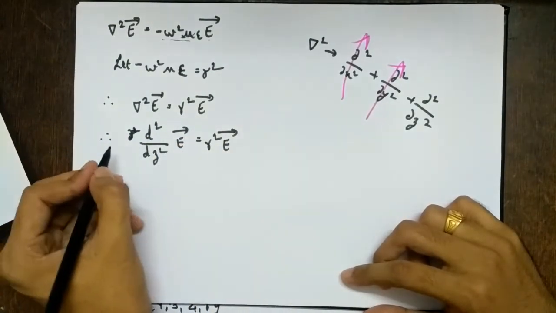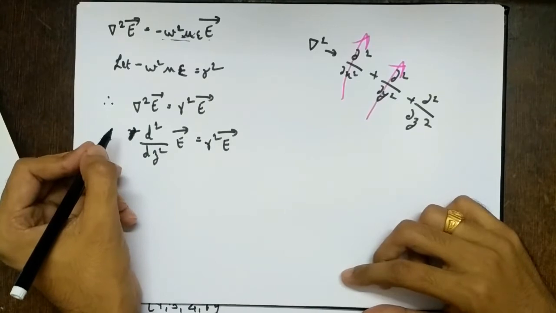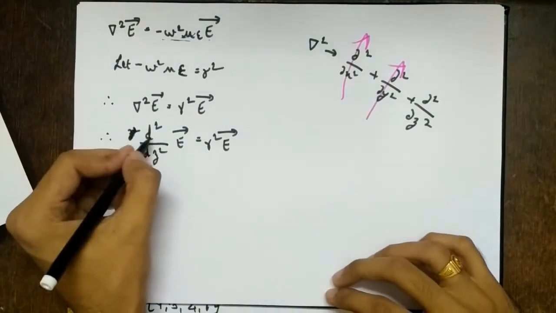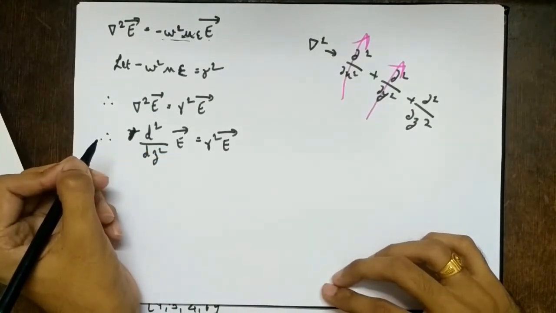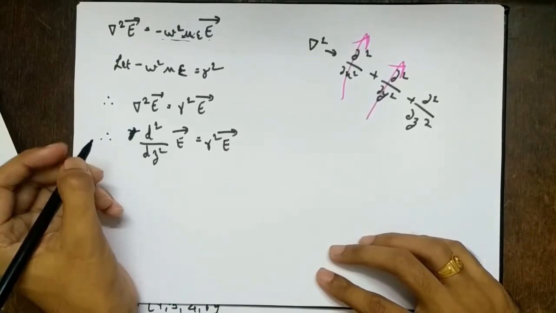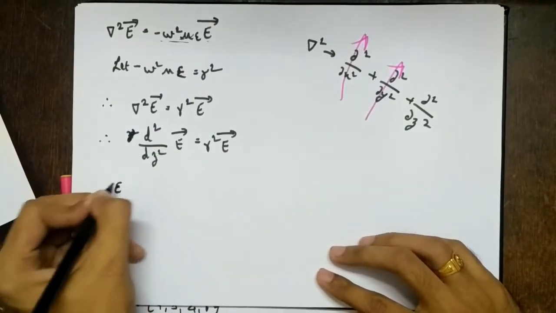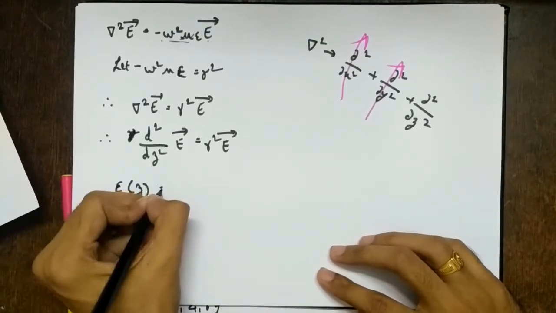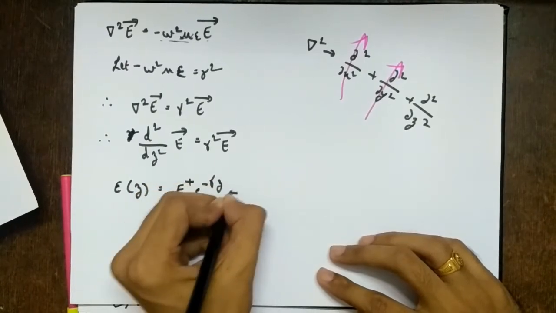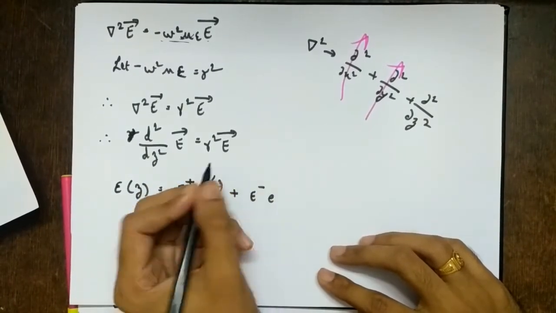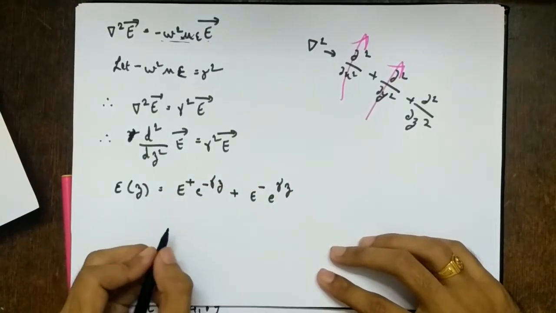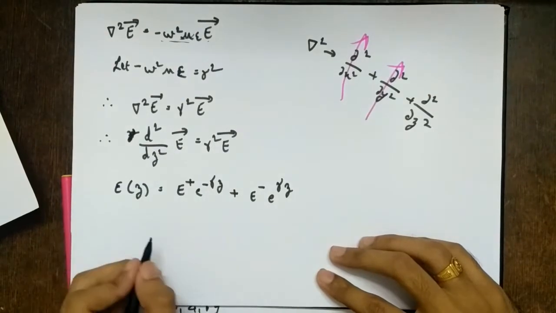Now which sort of equation is this? You have seen this in mathematics, I don't remember which year, most probably in second year. This is a differential equation of order 2. So what is the solution of a differential equation of order 2, and it is a function of z only? We can say e of z equals e plus e raised to minus gamma z plus e minus e raised to plus gamma z. This is the standard solution of the differential equation of order 2.